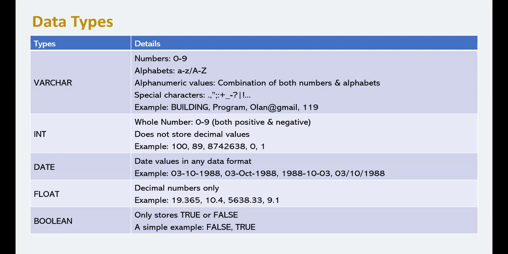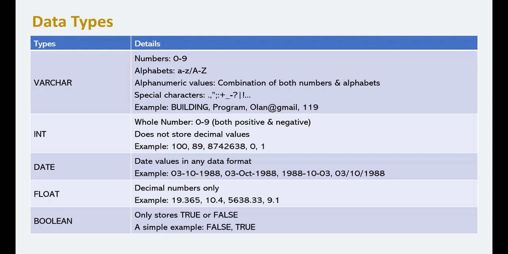At is a special character, and the moment you have data that has @ in the middle or anywhere, it shows that the data combines several things together, and that's a varchar. Example here: building capital letter program or land at Gmail 119. 119 is a call number, so in this case it's not an integer.